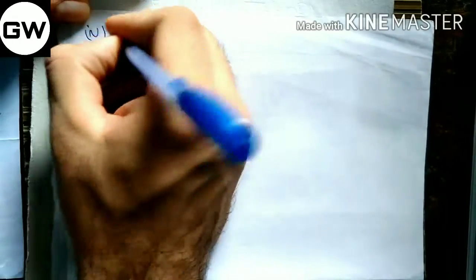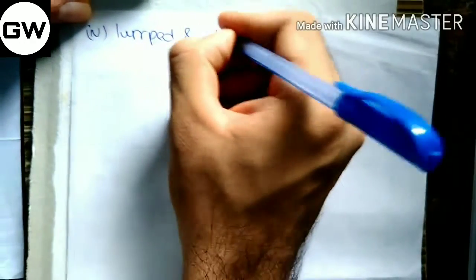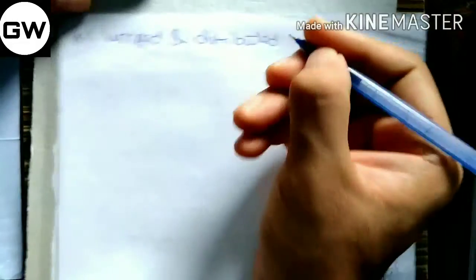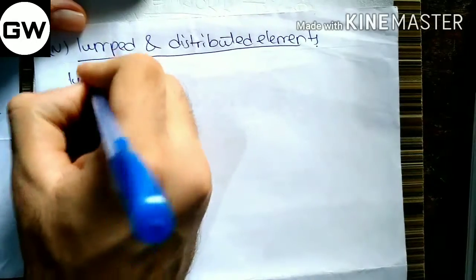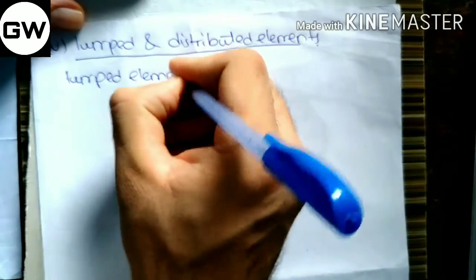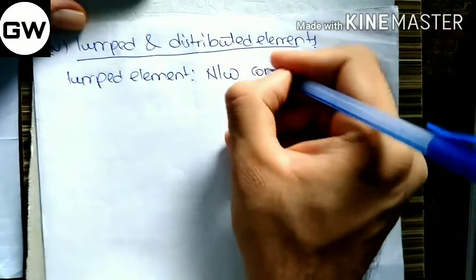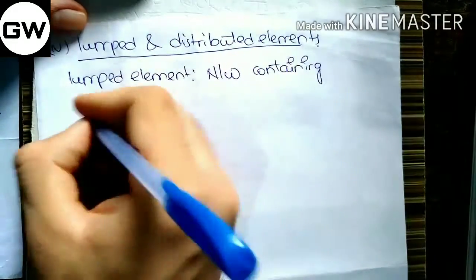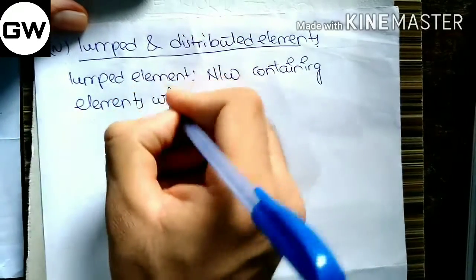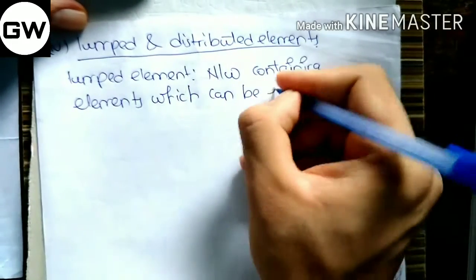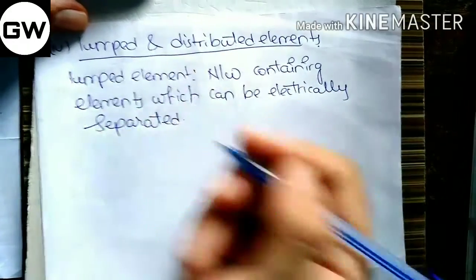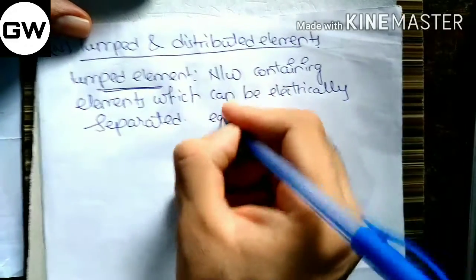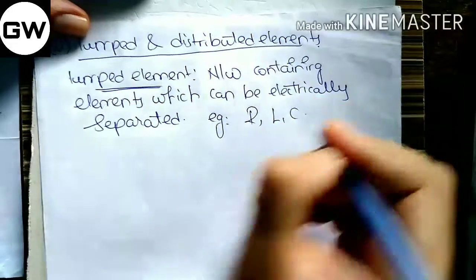Now let us discuss the fourth category, lumped and distributed elements. Lumped elements are a network containing elements which can be electrically separated. Examples of lumped elements are our resistor, inductor and capacitor.